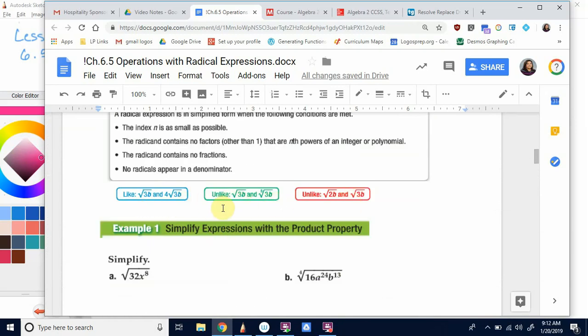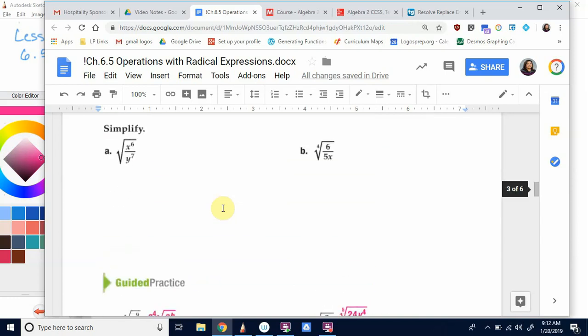They give you examples. To be like terms, 2 things must happen. You must have the same index and the same radicand. If you don't, you cannot simplify it. And we treat them like a monomial. So when they're like terms, we add or subtract the coefficients, and this applies to both addition and subtraction. So let's look at example 4.